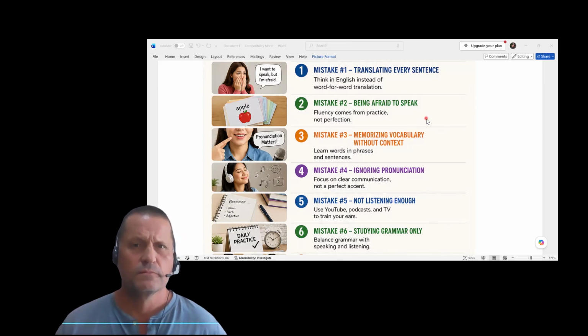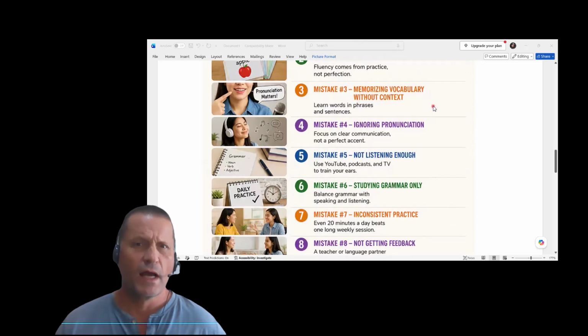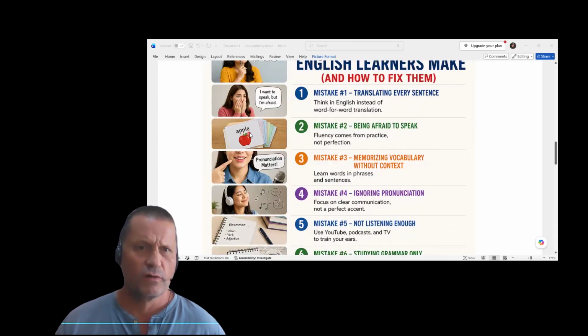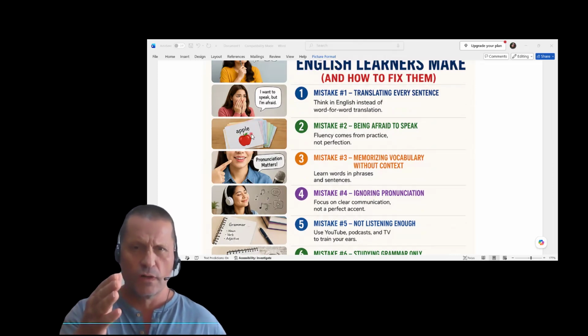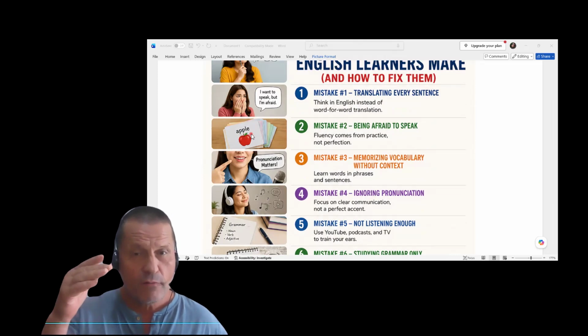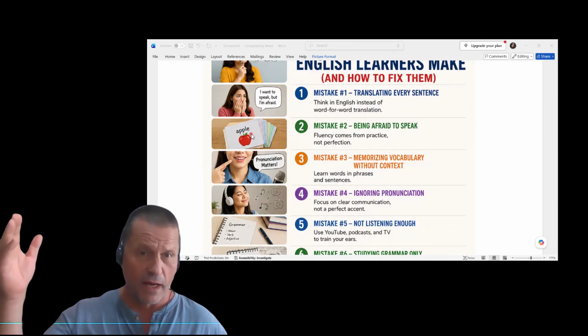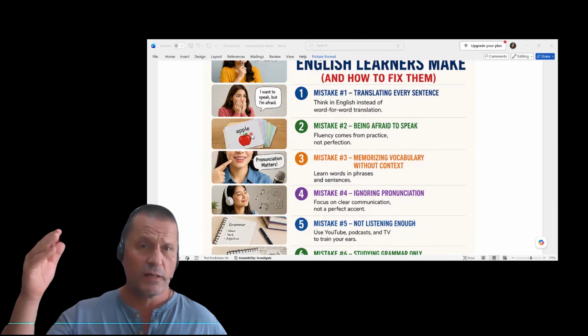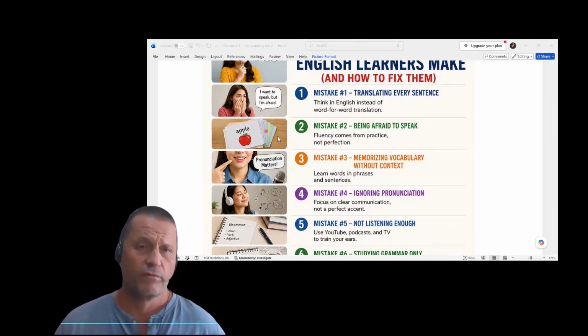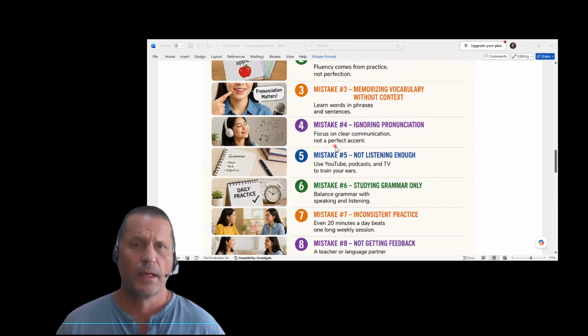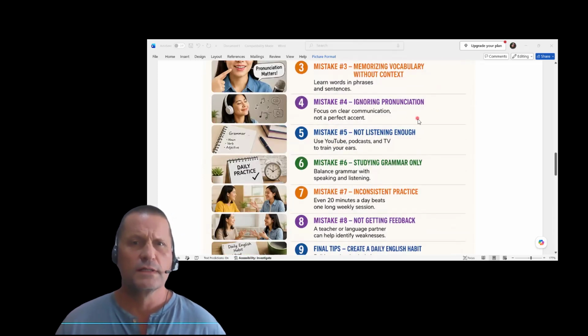Mistake number three: memorizing vocabulary without context. That's what we talked about actually in this picture. You just learn apple and you don't know what apple really means, or you make a mistaken identity to that word, to what it really means, then you have a future problem of correcting that. And it's much harder to correct a mistake once it's learned than it is to just teach right in the first place. Number four, ignoring pronunciation.